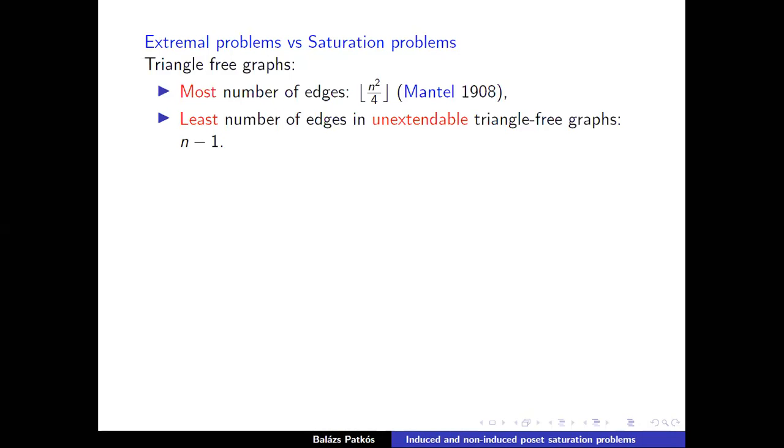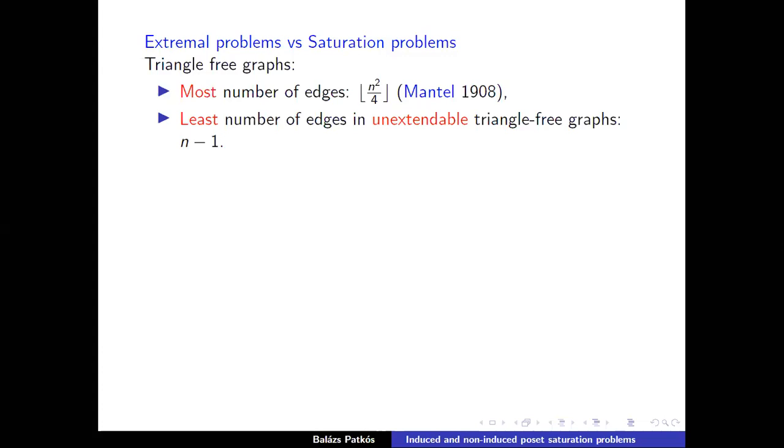And the corresponding saturation problem asks for the minimum number of edges that an n-vertex graph should have, such that the graph itself doesn't contain a triangle, but no matter how we add any edge that is not there, this new edge will give us a triangle. And this number is n minus 1. This is shown, for example, by the star. So it's K_{1,n-1}, if you want to have it in a formal way, the complete bipartite graph with part sizes 1 and n minus 1.